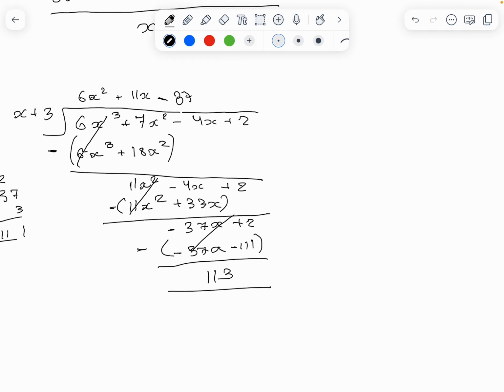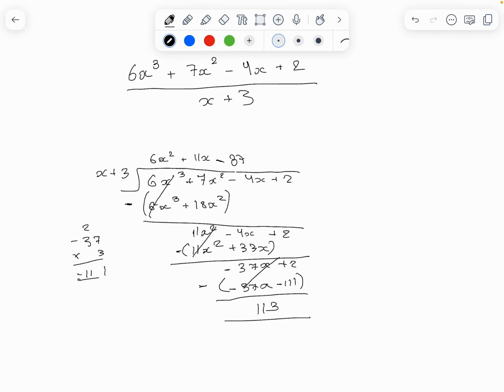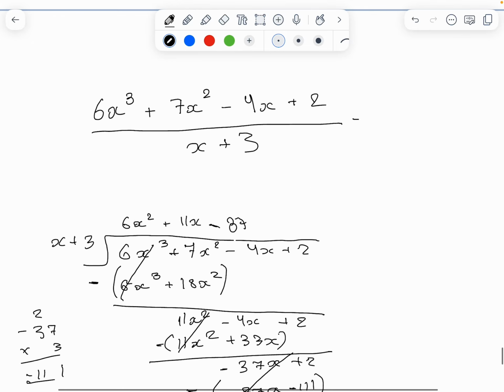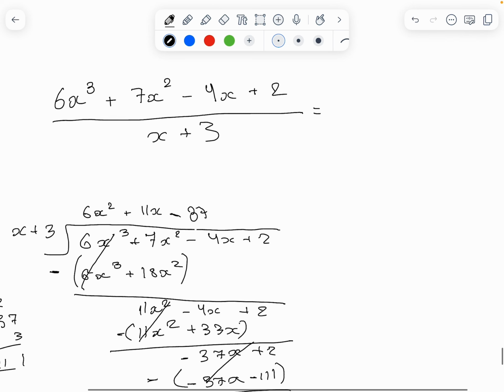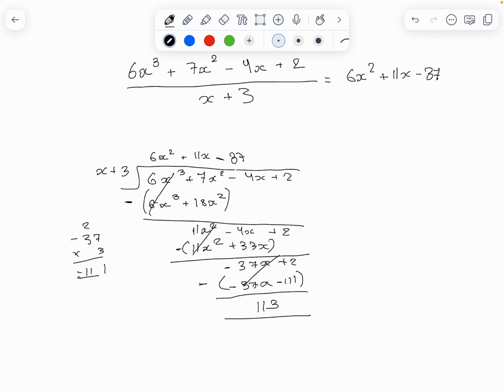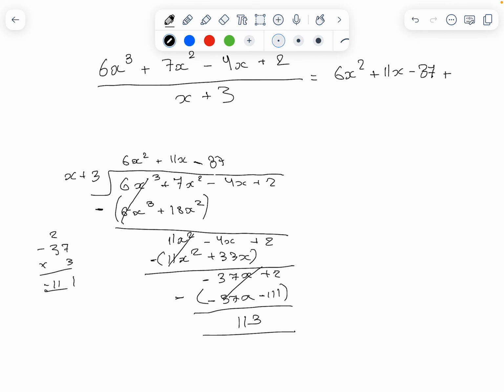Now to actually put it into our answer format, we go back to our question and we would write equals 6x squared plus 11x minus 37 plus 113 all over x plus 3. That would be your answer.